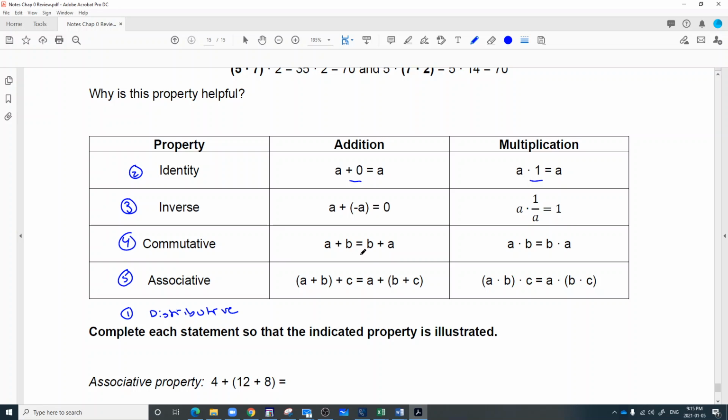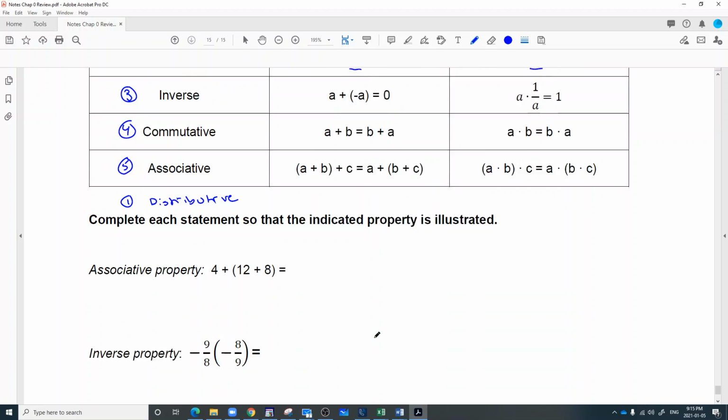Commutative is that you can change the order of the terms as long as they're adding and subtracting. It won't change the expression, or if they're multiplying. Now, if you have a combination of multiplying and adding, that's a totally different story. So if everything's multiplying or everything's adding, you can change the order. And then the associative is that you can change who you associate with first. So this is the idea of the brackets.